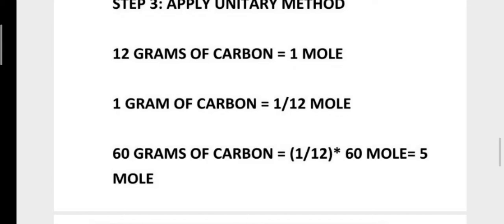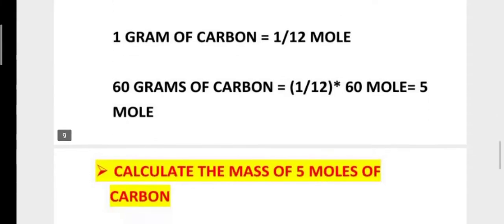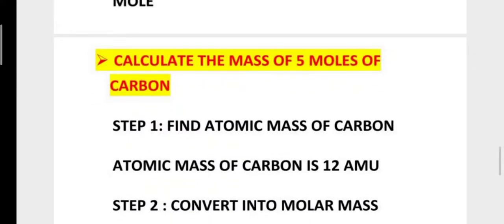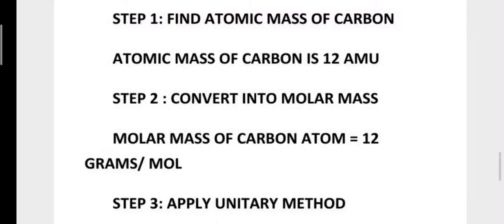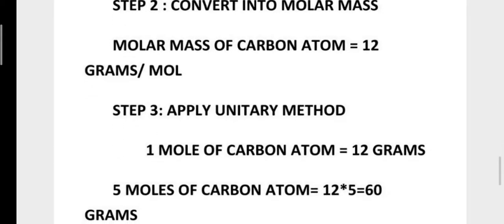Now let us try to convert this mole into grams. The vice versa. Calculate the mass of 5 moles of carbon. The process remains the same. Find the atomic mass of carbon. We know the atomic mass of carbon is 12 AMU. Now convert it into molar mass. The molar mass of carbon will be 12 grams per mole. Now apply the unitary method. If 1 mole of carbon atom is equal to 12 grams, 5 moles of carbon atom will be equal to 12 into 5, that is 60 grams.